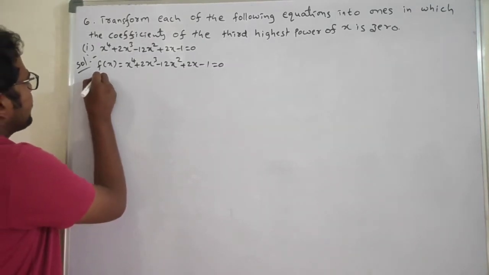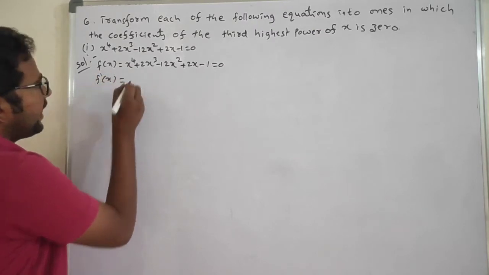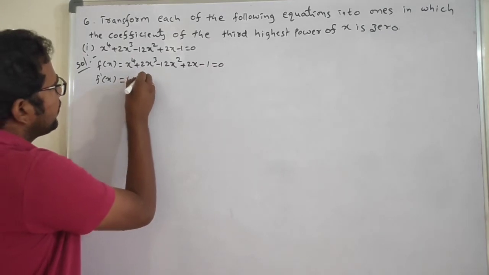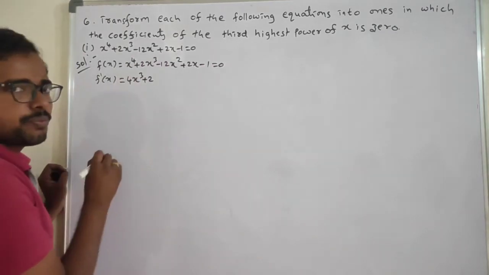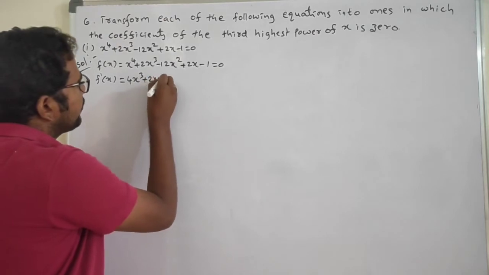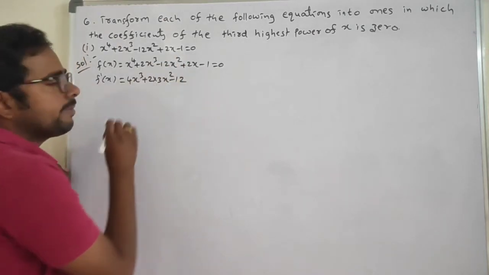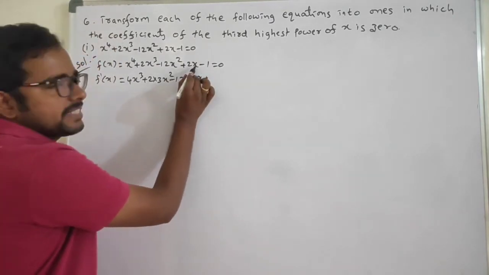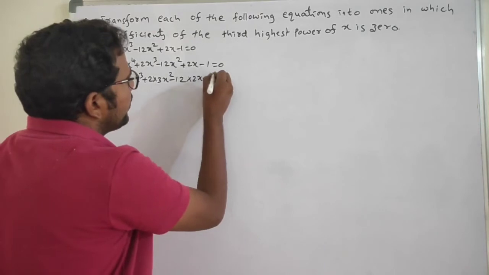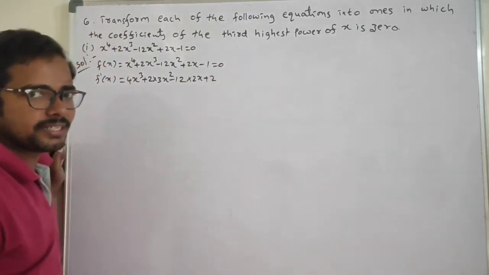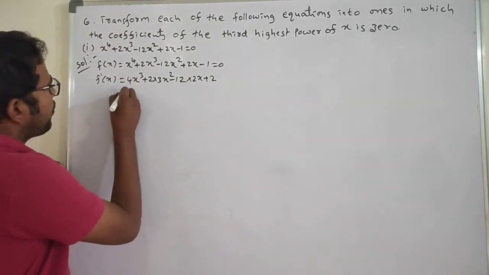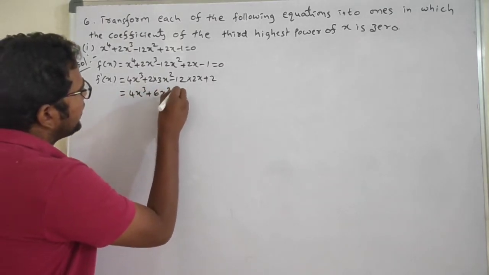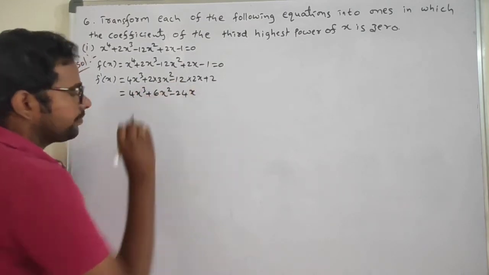First, f dash of x equals d by dx of x power 4, which is 4x power 3, plus 2 into d by dx of x power 3, which is 3x square, minus 12 into d by dx of x square, which is 2x, plus d by dx of x is 1, so 2 into 1 is 2. D by dx of a constant is 0. Minus 1 is a constant, so that is 0. So f dash of x is 4x power 3 plus 6x square minus 24x.